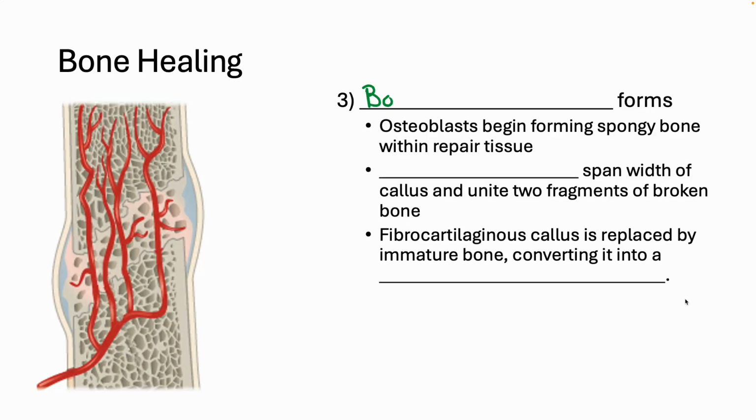The next step is when a bony callus forms. The bony callus is going to be made up of more bone because the osteoblasts are going to begin forming spongy bone around the break. The trabeculae span the width of the callus and unite the two fragments of broken bone. The fibrocartilaginous callus or soft callus is going to be replaced by immature bone. Thus, we have our bony or hard callus being formed.